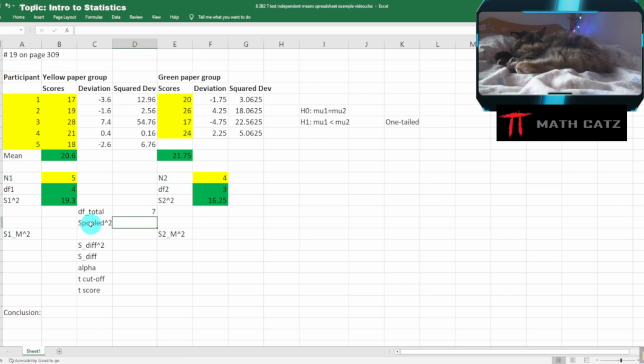Now the pooled variance estimate is going to be a weighted average of these two variance estimates.